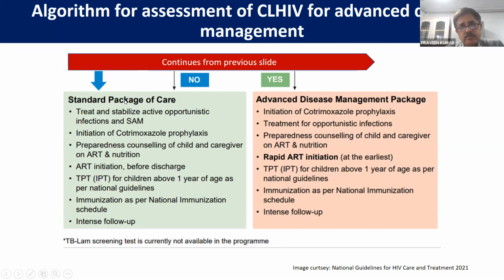Rest of the management is almost similar to what you will give even if they are not fulfilling the criteria for advanced disease management. You will need to treat and stabilize any opportunistic infection which they have, or severe acute malnutrition. You have to initiate cotrimoxazole prophylaxis. You have to do preparedness counseling for ART and nutrition. You have to start ART. Then you also have to consider TB prophylaxis if the child is above 1 year of age. And you have to immunize as per the National Immunization schedule. And then we have to follow as per our ART guide.